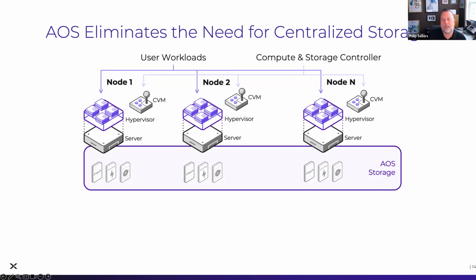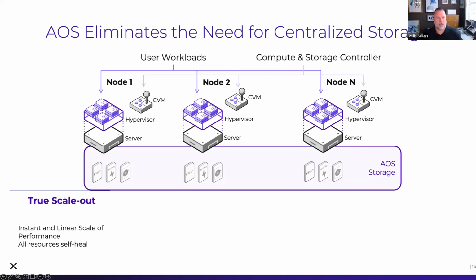We'll talk about the data protections and the way that the software handles that across nodes, rather than using traditional methods of RAID technology inside of a RAID card in a single server. Now we're talking about that same concept applying across many nodes. So this is true scale out. Every time you add a node, you get more performance and you get more capacity. All of these resources are designed to self-heal.